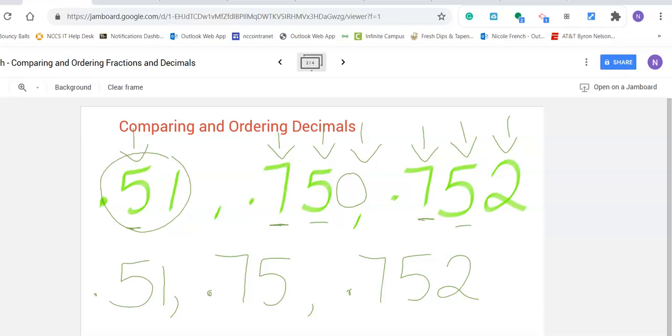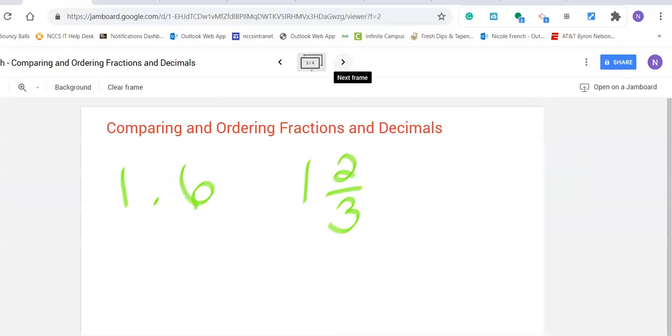So the best way to compare and order decimals is to just make sure you use your whole numbers first and then your tenths second. All right. But sometimes they give us fractions and decimals. So I have to decide if I want to convert them all to fractions or convert them all to decimals.